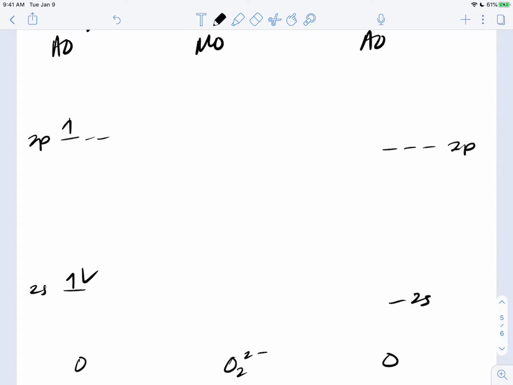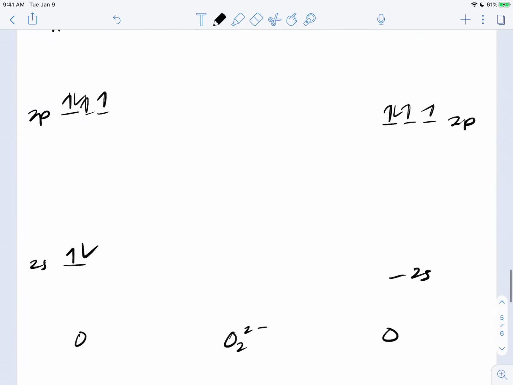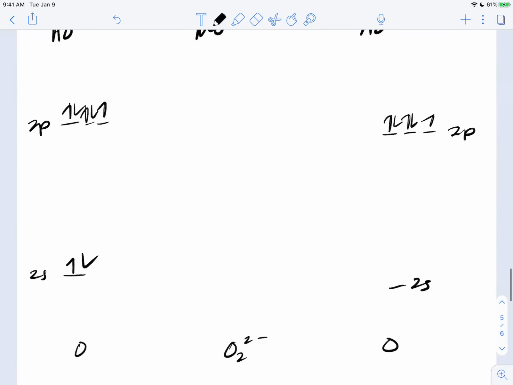Oxygen has 6 valence electrons, so it's 1, 2, 3, 4, 1, 2, 3, 4. But because we're doing O2 minus, I have to add an additional electron to each. So this looks like it should be for a halogen, but it's actually for oxygen because we have an O2 minus. So you account for the -2 in the valence electrons, just like you would for Lewis structures.